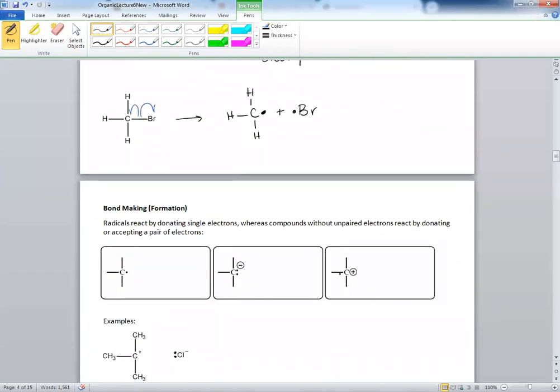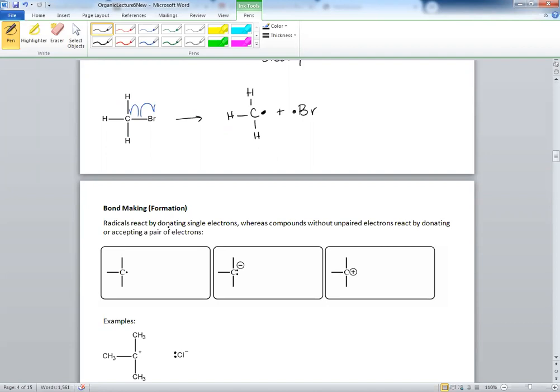Very good. So now let's go to the next process, which is bond making. It's equally important. It's as important as bond breaking because they both occur. If you think about it, you can't have a bond breaking without a bond making as well. So let's pay attention to this.